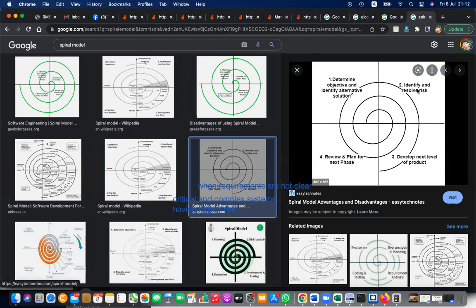After identifying the risk, it will be resolved and the next level of the product developed, and the next phase is planned and a review is done for the developed component. Likewise, it goes iteratively, again an iterative model, but its main area is risk reduction. Risk analysis, risk planning, risk reduction, that is the main concern. Therefore, this is good for critical systems.